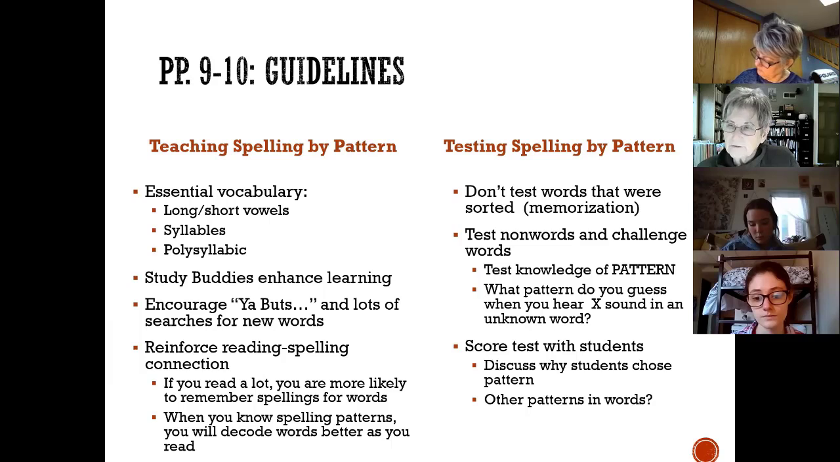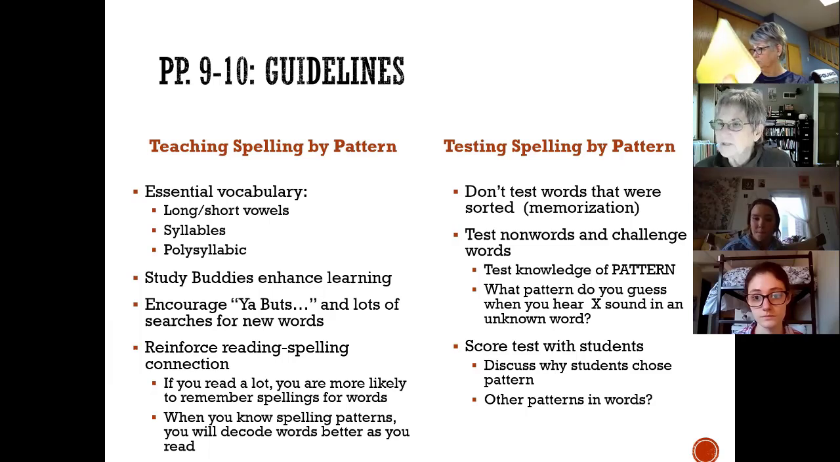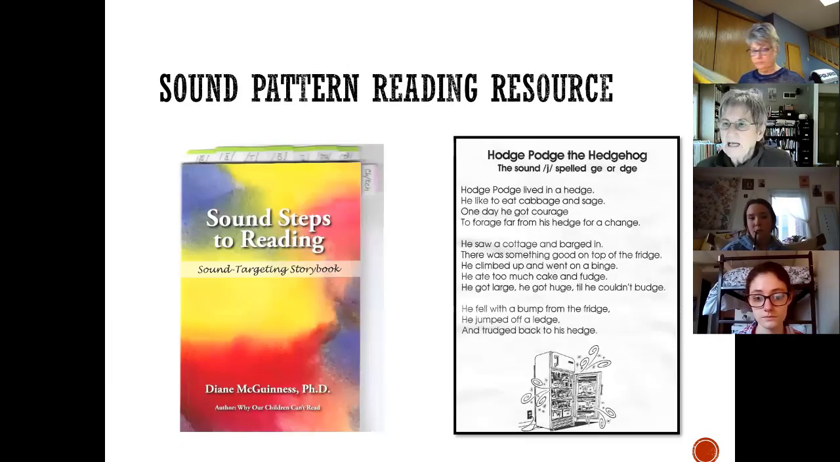And score that test with your student. Discuss why they chose that pattern. Many of the words as we get further in the manual are going to have more than one pattern in them. And so you could be reminding them, okay, that has an A in it. Why did you choose AI? Or why did you choose open syllable A? Okay. So those are guidelines.